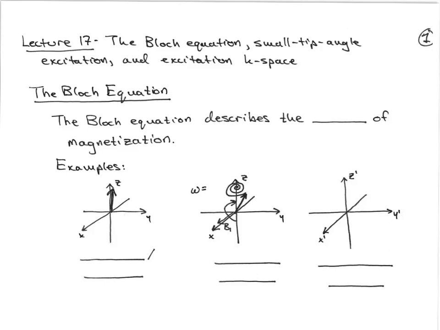Okay, here's lecture 17. In this lecture we're going to be covering the Bloch equation, small tip angle excitation, and excitation k-space. So the Bloch equation is this equation that hopefully you've seen before that describes the motion of magnetization.